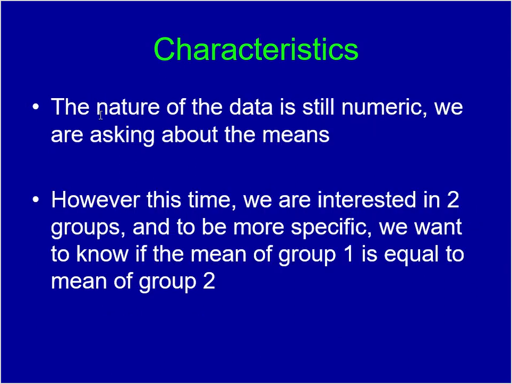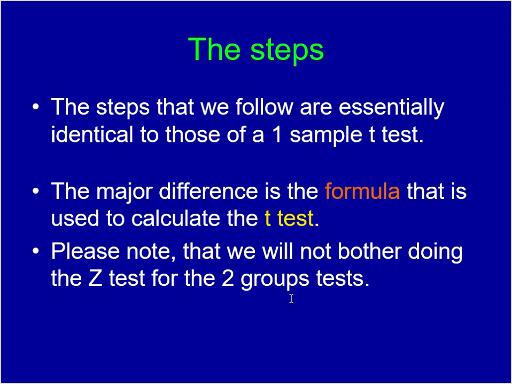Okay, so the nature of the data is numeric. We are asking about the means. However, this time we are interested in two groups. They're not the same group. They are independent groups. So the steps that we follow are essentially identical to those that we followed for the one sample t-test. The major difference is the formula this time, and we're going to see how it differs. And also I'm making a note that when doing the paired t-test and the independent t-test, we do not work with the z anymore. We only work with the t because we do not assume that we have knowledge of the sigmas.